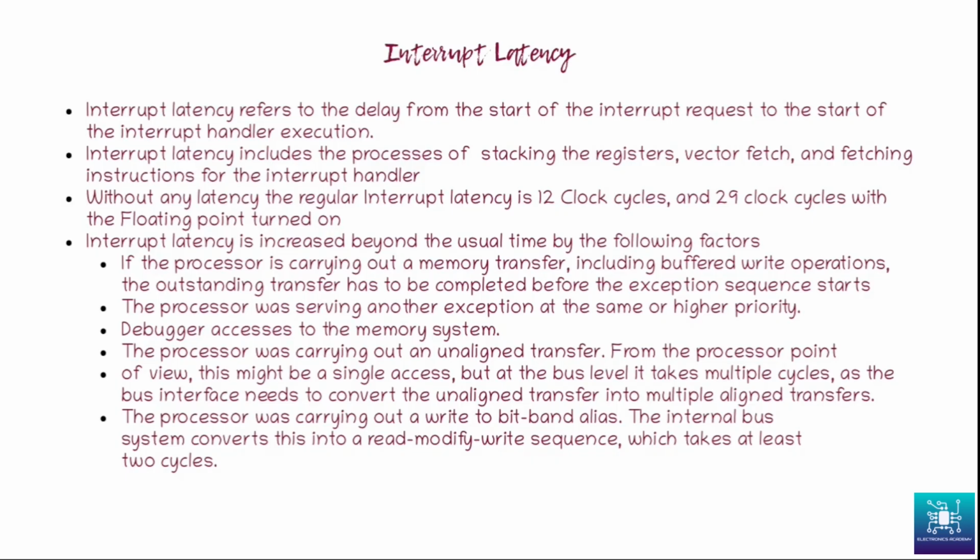So we saw all of this in the previous animation, right, where we saw the whole process. Without any latency, regular interrupt latency is about 12 clock cycles and 29 clock cycles with floating point turned on. Okay, so this is the standard time. Now interrupt latency is increased beyond usual time by the following factors. So suppose the processor is carrying out some memory transfer, okay, including buffered write operations and so on. This transfer has to be completed before the exception sequence starts. Okay, so obviously it adds to the latency.